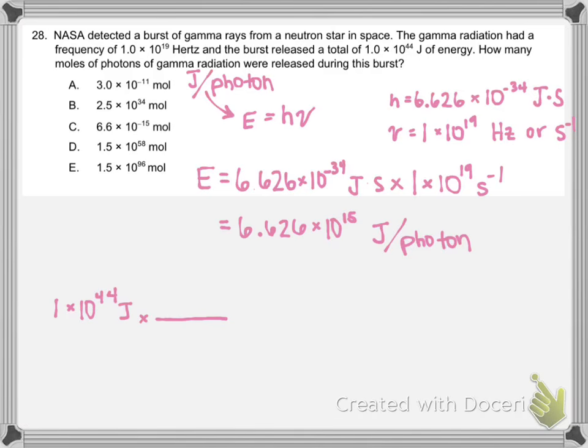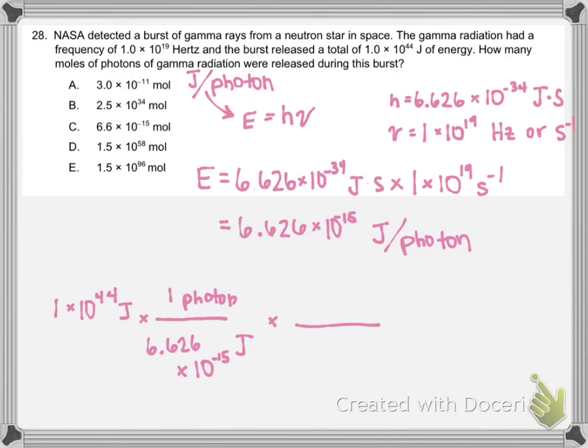And so I can say one photon, and I need photons on top so that I can cancel joules. So in one photon, I have 6.626 times 10, oh, this should be negative 15th, sorry, negative 15th joules. And so at this point, joules cancels out, and we would solve for how many photons we have.